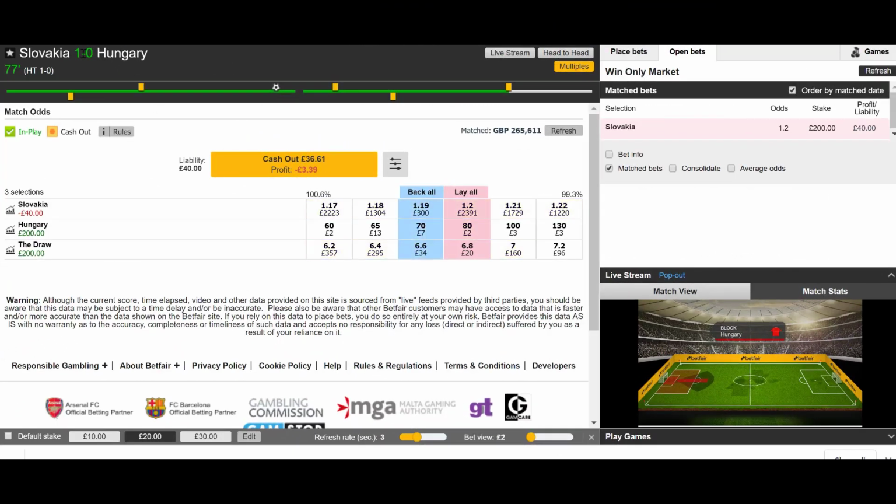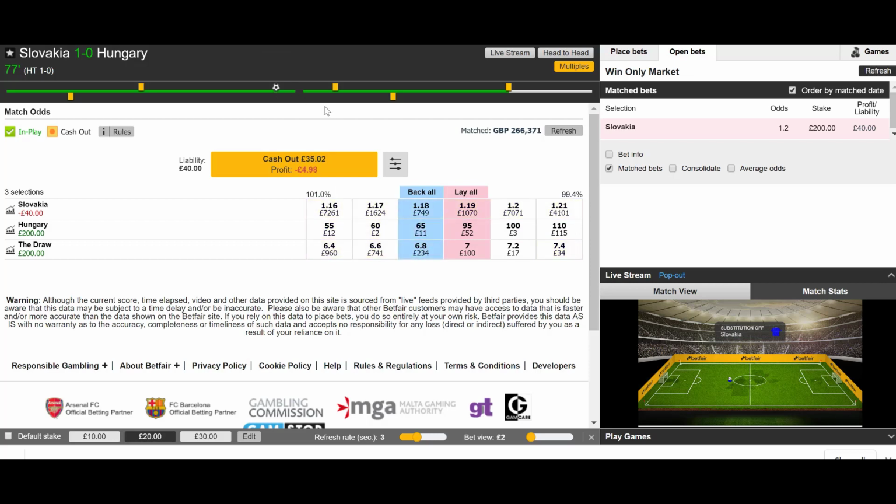So here's a situation where the favourite is leading, Slovakia, the home favourite. They're leading by a goal, 77 minutes on the clock, and their price is pretty short to lay. They're into 1.18 to back, 1.19 to lay. I did just lay them here at 1.2 with a £200 stake, so that gives me £40 worth of risk in this one, mainly because Slovakia are looking a little bit nervous, and Hungary have actually been the better team in the second half.